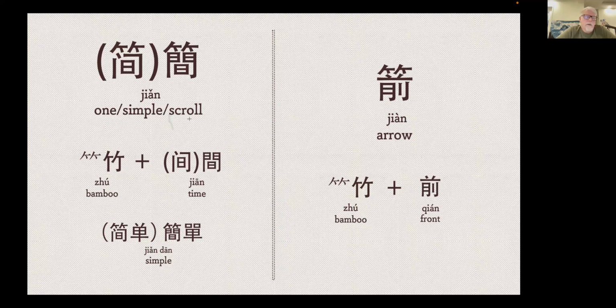There are a number of modern characters where the bamboo on top has something to do with reading.